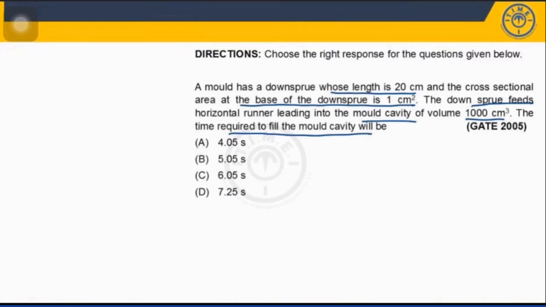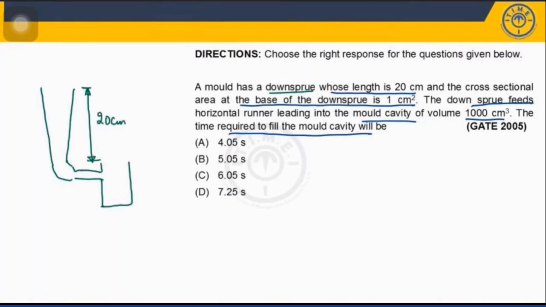Okay. So first of all, this question is related to the top gating system. What is happening actually? Now see, this is basically a sprue, and this will be the runner, and this is the mold cavity. The down sprue's length is given as 20 centimeter. Now you are pouring the liquid molten metal here, and you want to fill this particular mold cavity. The volume of the mold cavity is already given, which is 1000 centimeter cube. You have to calculate how much time is required to fill the mold cavity.